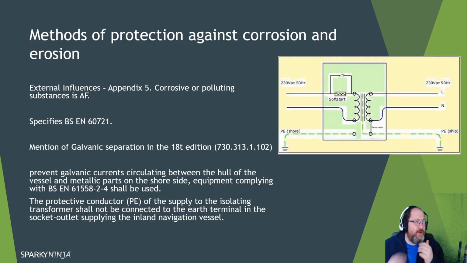With regards to corrosion and erosion, we can go to Appendix 5, Classification of External Influences, corrosive and polluting substances, AF. And it tells us to go to BS EN 60721. Coming into the 18th edition, there is currently a mention of galvanic separation, 730.313.1.102. That may change. We'll see what happens. Which suggests the potential of circulating currents creating some kind of corrosion on vehicles, on offshore narrow boats and things like that. So there was a mention of corrosion there.